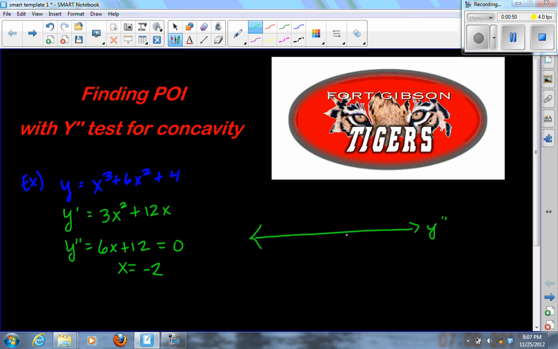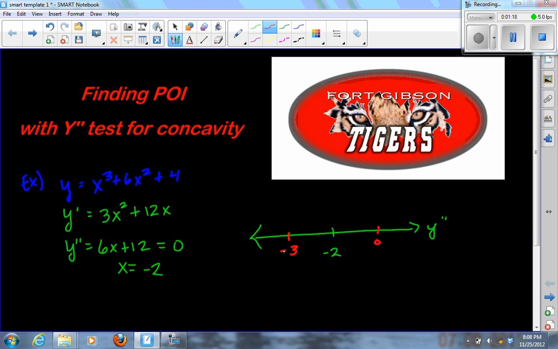This is again a y double prime number line. So we'll pick some numbers on both sides of -2, like 0, which is, we found out earlier, over here, and maybe -3. These are just easy old numbers. You can pick any number on this interval. There aren't any more critical numbers, so the sign will be the same on this entire interval. And the sign will be the same on this entire interval. That's why I just picked the easiest one. You could pick -10 if you wanted.